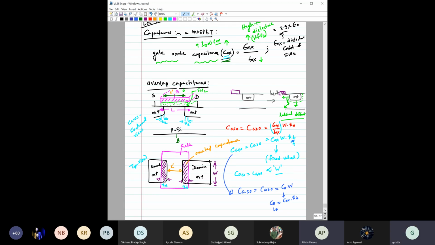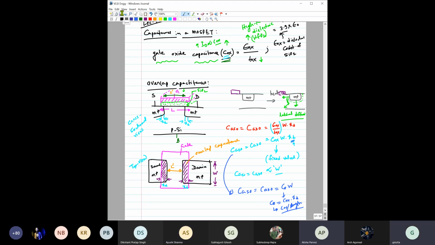Ayushi? Ayushi Sharma. So it would be capacitance divided by length, right? So it is basically the capacitance per unit length, right? Isn't it?